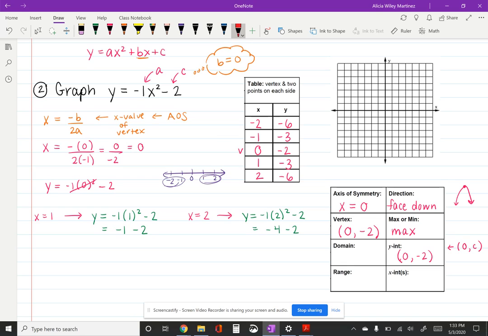So I'm going to go ahead and graph everything on this. So I have my vertex of 0, -2. That's here. My axis of symmetry, I'll do my best to draw that. It's actually going to go right down through the vertex. And in this case, the axis of symmetry is the y-axis. Plotting my other points, I have 1, -3, and I have 2, 1, 2, 3, 4, 5, -6.